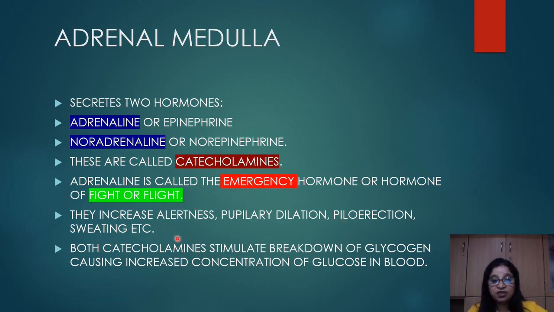Both the catecholamines stimulate the breakdown of glycogen, which is stored in the hepatocytes, causing increased concentration of glucose in the blood. You have to remember this whenever there is breakdown of glycogen from the hepatocytes. It will get converted into glucose, and hence the blood glucose levels will always rise.